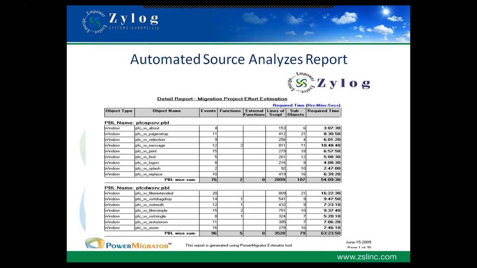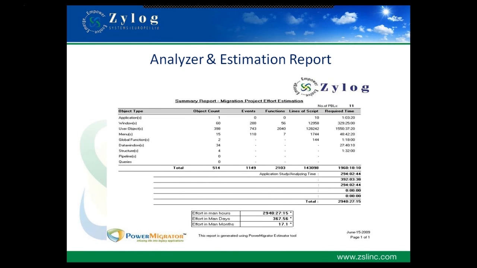So this is a screenshot of a PowerBuilder application. Each PBL file is being analyzed. We put that into events, functions, external functions, lines of script, sub-objects, so we can calculate a lot more metrics. We even know how many columns you have, how many variables you have in each of those files, and what external DLLs it integrates with. There are a lot more things which we collect, and this is just one snapshot of how much information we collect. And if you see on the right-hand side, it has calculated the time it would take to migrate using our SmartPrice Migrator.